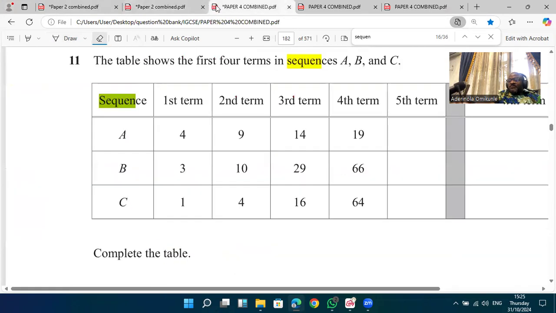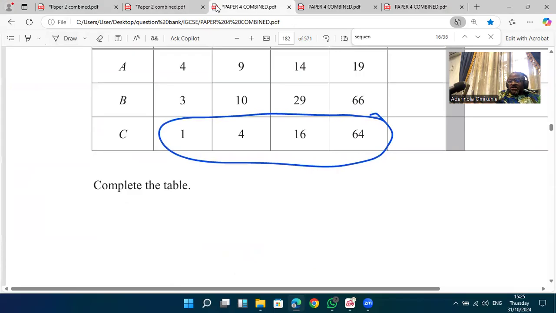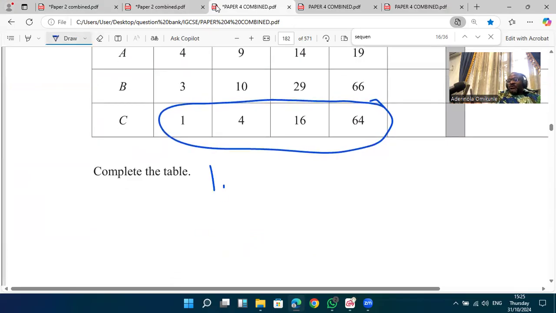Let's try the next one. I'm particularly interested in this. This is the one that is an exponential sequence. So we have 1, 4, 16, and 64. Again, please press the pause button, and then you can always hit the play button after you attempt it.